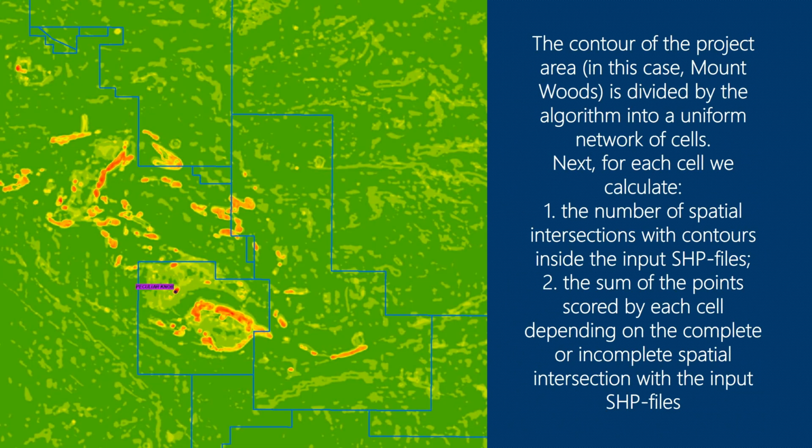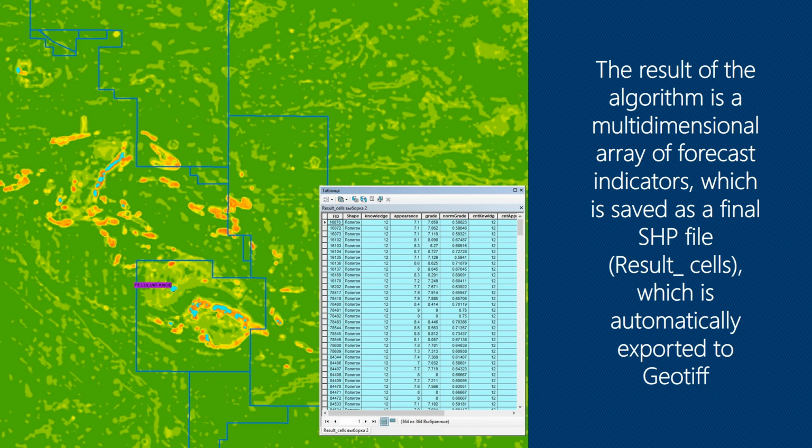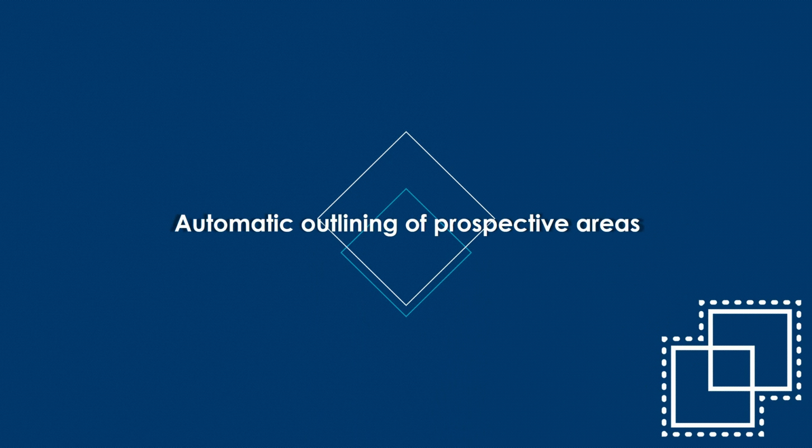When all the recognition results are obtained, the automatic formation of a multi-dimensional predictive matrix is launched. The contour of the project area, in this case Mount Woods, is divided by the algorithm into a uniform network of cells. The user indicates the cell size. Next, for each cell we calculate the number of spatial intersections with contours inside the input SHP files. The sum of the points scored by each cell depends on the complete or incomplete spatial intersection with the input SHP files. The algorithm automatically selects the contours of promising areas and their statistical indicators and records the result in a SHP file. Next slide is about automatic outlining of prospective areas.